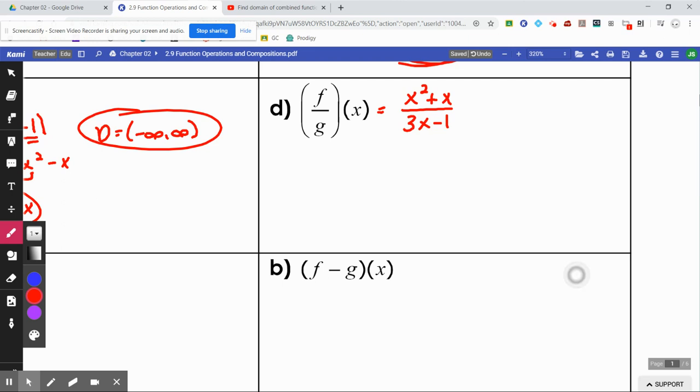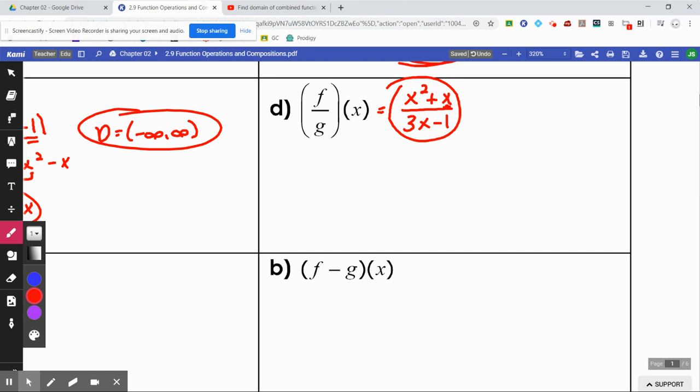Nothing cross cancels. Make sure we don't try this, because the rule was if you're going to cancel out part of a binomial, you would have to cancel the whole binomial. So we can't do that. So that's pretty much your answer. That's f divided by g, but the domain, that's where we want to spend our time.